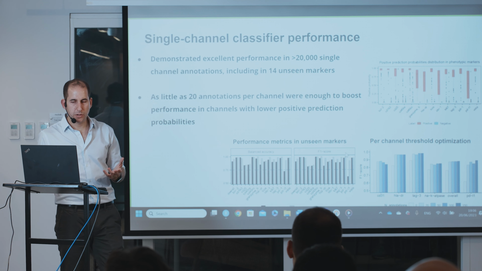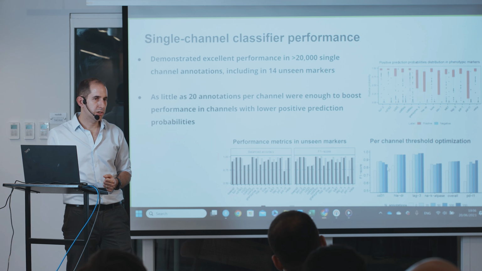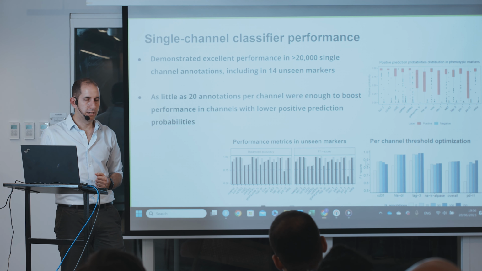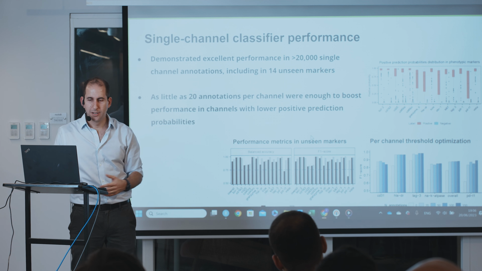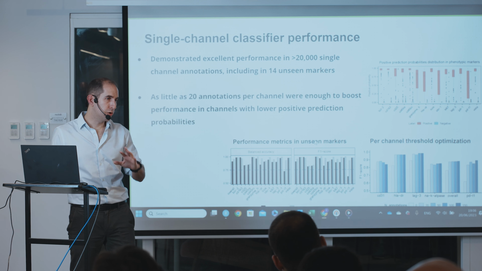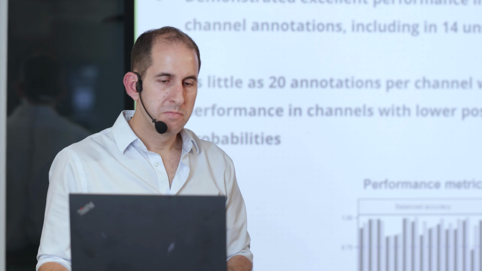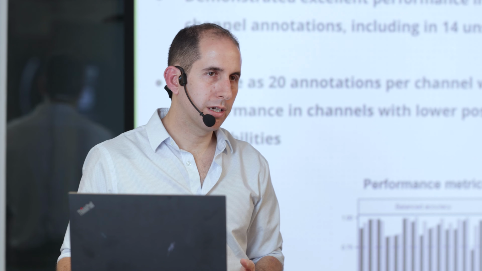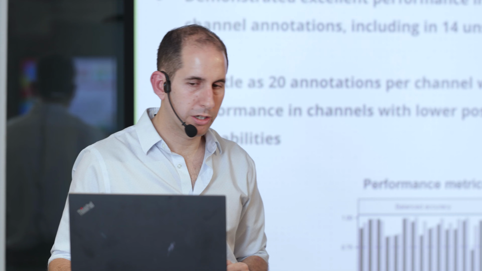And then we asked, how many annotations do we actually need to do this optimization? And it turns out that we only need 20 annotations per channel, and we can get a vast improvement in our results. So instead of training a deep learning model with thousands of annotations, let's say you have a new panel of 40 markers, and let's say 5 of those need threshold optimization. We can do 100 annotations in total for the whole cohort, and that's it. We can get very good results.